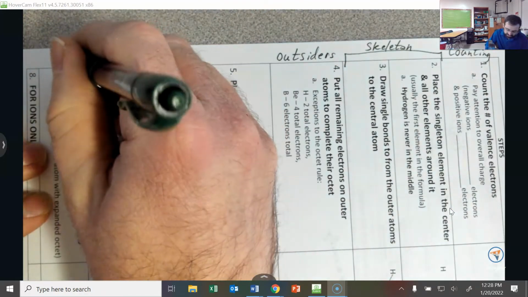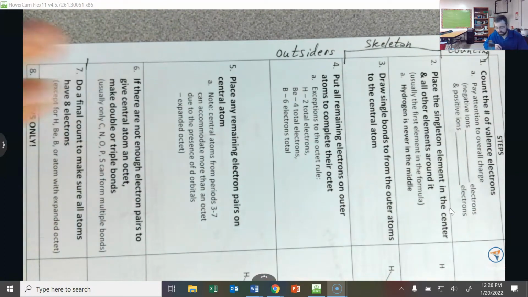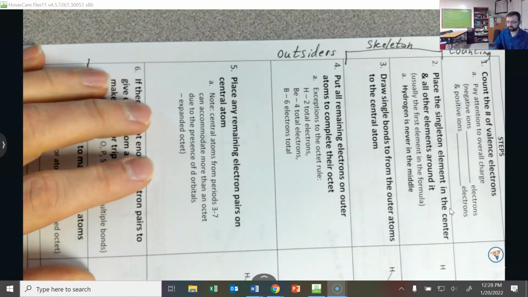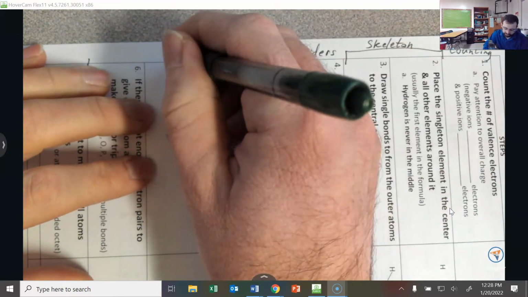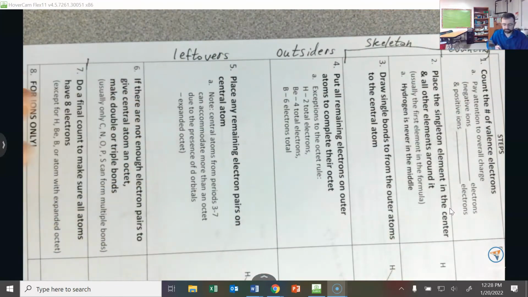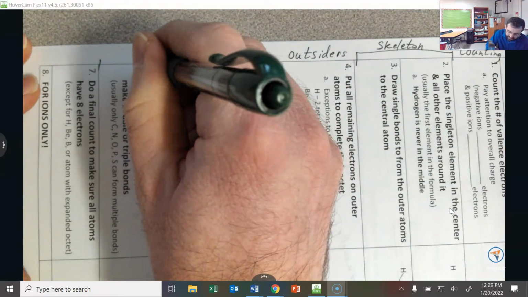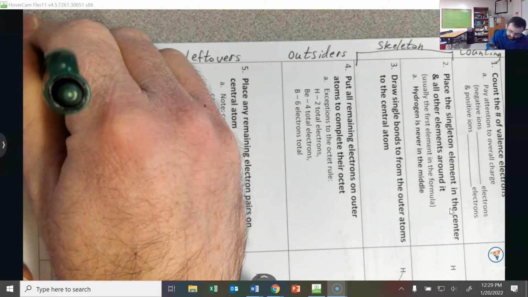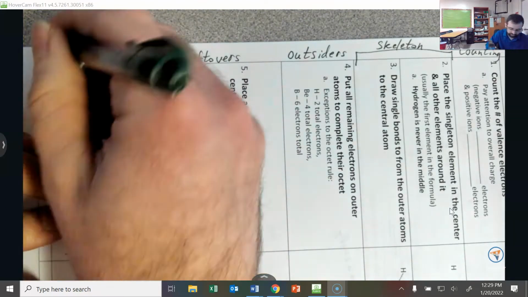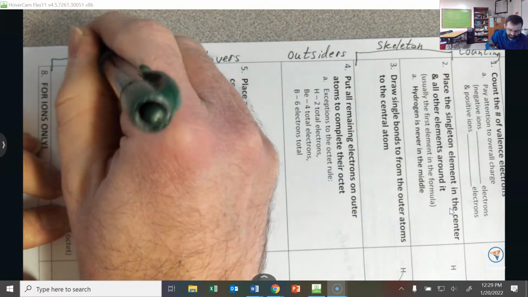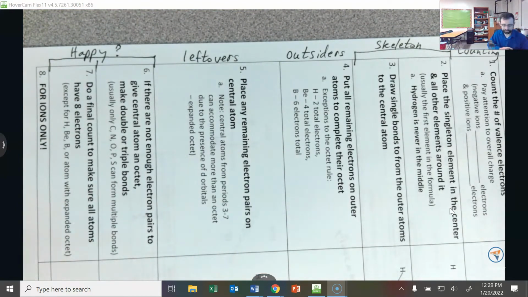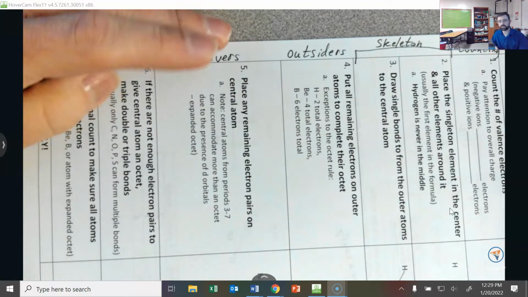And then steps 5 and 6 together. No, I'm sorry, I'm getting ahead of myself. Just step 5. Step 5, putting the remaining electrons on the central atom. Remaining electrons are our leftover atoms. So this is what we do with leftovers. They go in the middle. And then we've got 6 and 7. You combine those steps together. And I call that happy, with a question mark. We're asking if all of the atoms involved are happy. And then the last step only applies to ions. We'll get to that in a little bit.